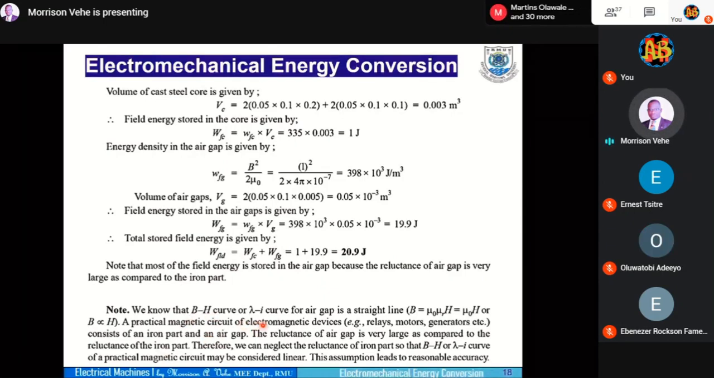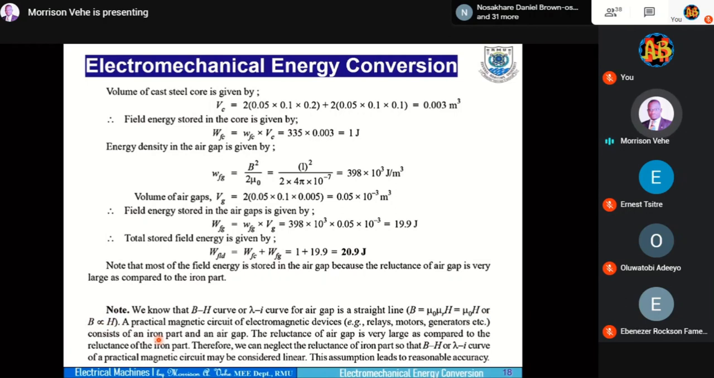We also know that the BH curve or lambda-I curve for the air gap is a straight line. Okay. And that would mean that our flux density will be mu naught mu R H, where mu R is the relative one and mu naught is the absolute value. So our flux density is directly proportional to the field intensity.